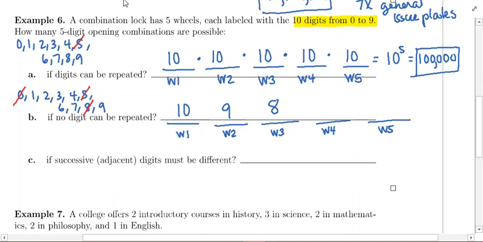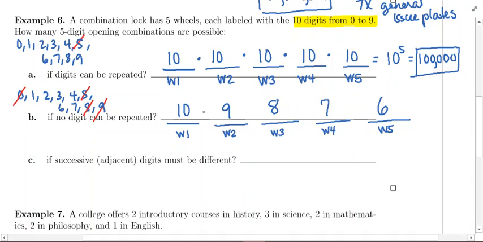When it's time to pick a number for wheel number 4, I can pick from the remaining 7 digits. Then let's say for wheel number 4, I chose a 9. Can't use that one again because we can't repeat anything. So for wheel number 5, my last wheel, I can choose from the remaining 6 digits. And that's it. That's what's going to happen here if you cannot repeat the digits.